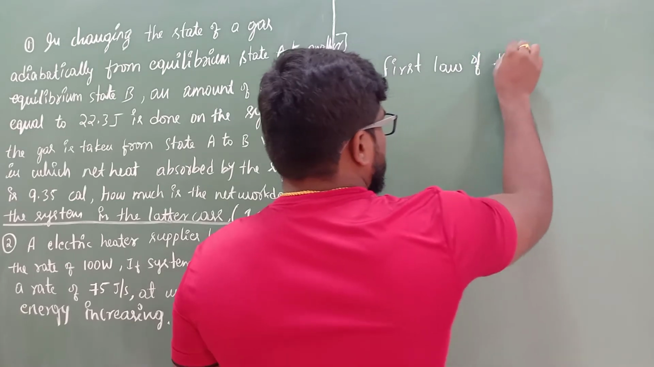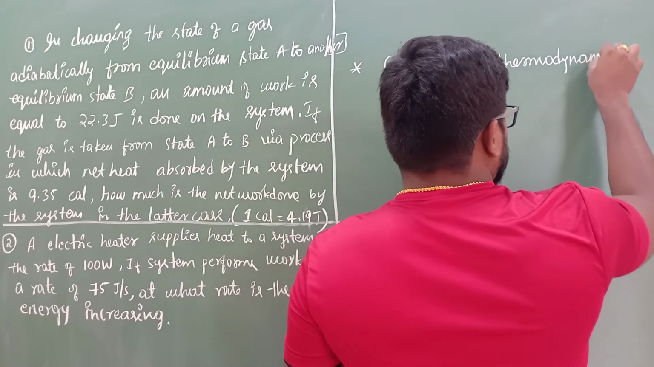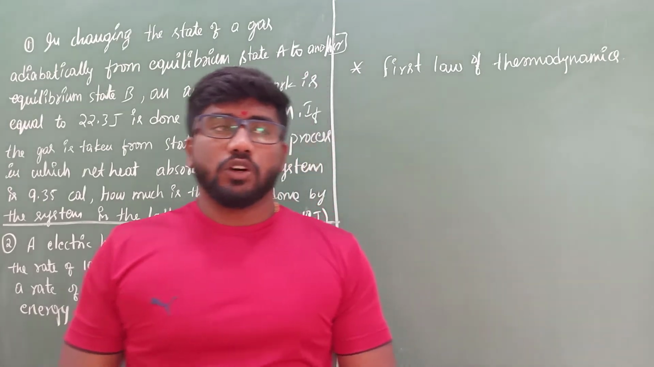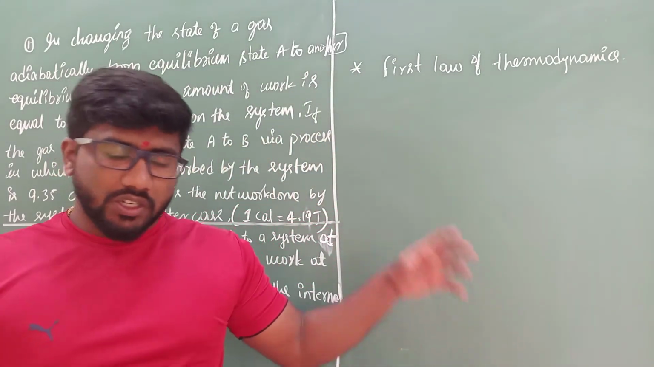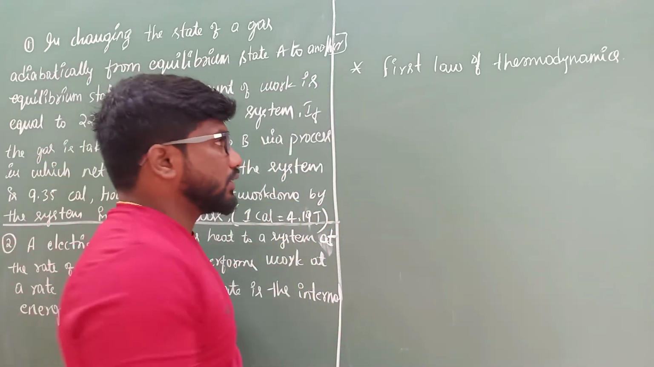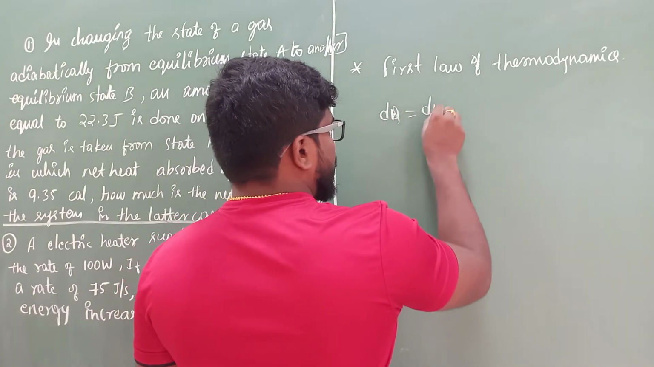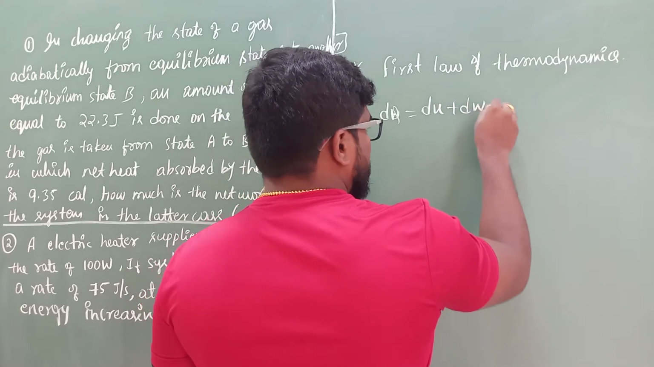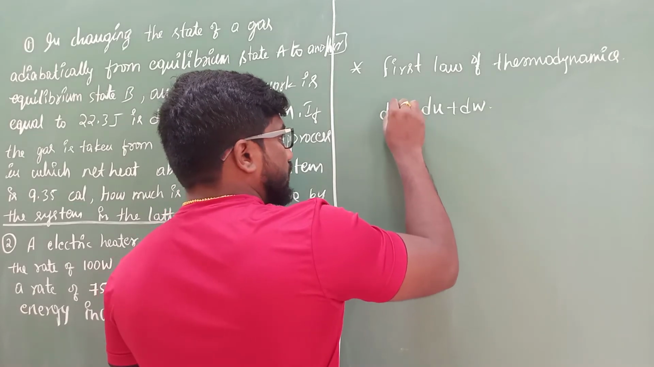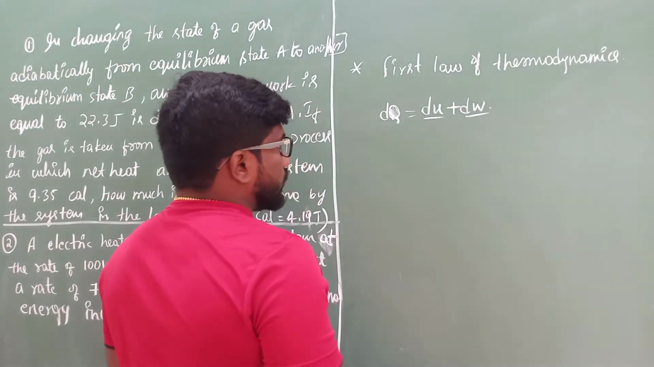What does the first law say? The amount of heat supplied to the system is distributed: some heat is utilized to increase the internal energy of the system, and the remaining amount is used to do external work. Correct? So dQ is equal to dU plus dW, where dQ is the amount of heat supplied to the system, dU is the increase in internal energy, and dW is the external work.